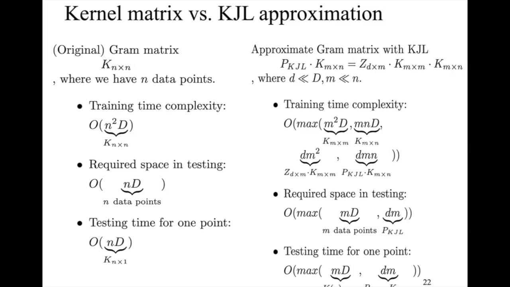So for the testing, we can reduce the time and the space from n multiplied by n to n multiplied by d. This n is usually very large, 10,000 or even more, and this small d is just the lower space you projected to. This one is even smaller, equal to around 5 in our experiment.